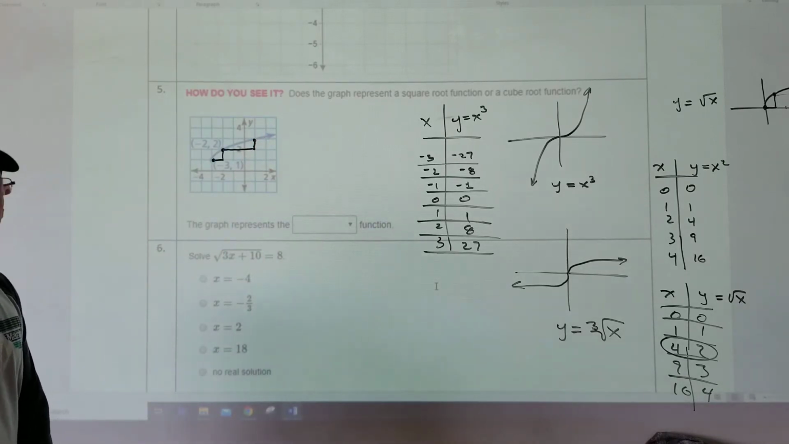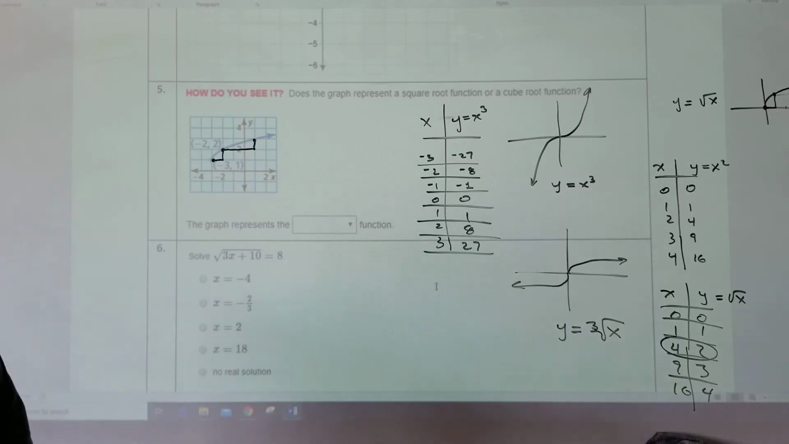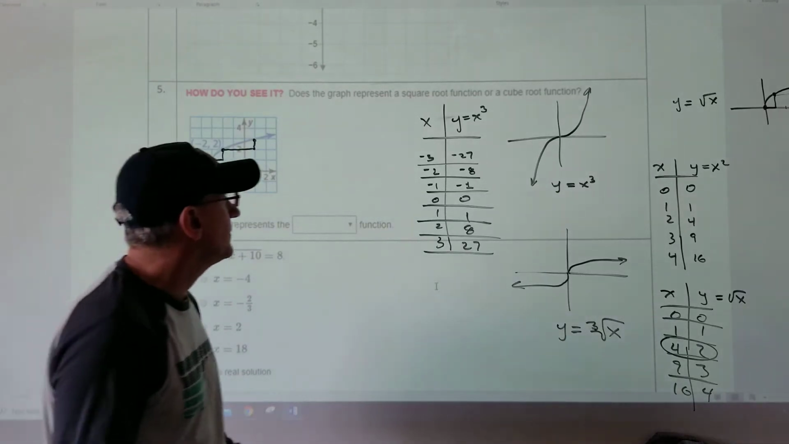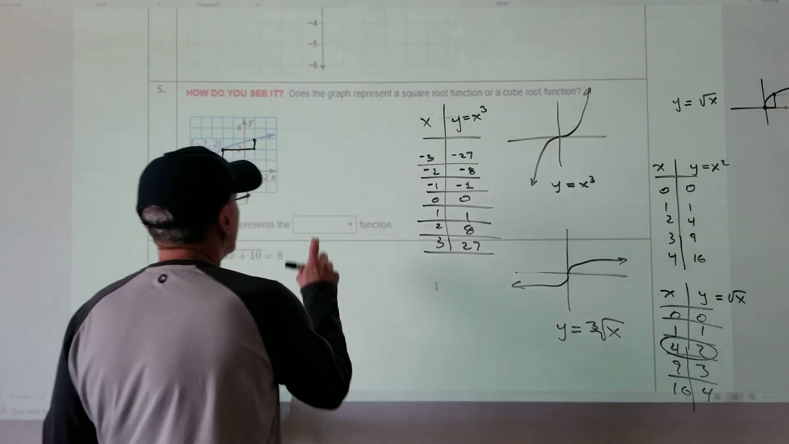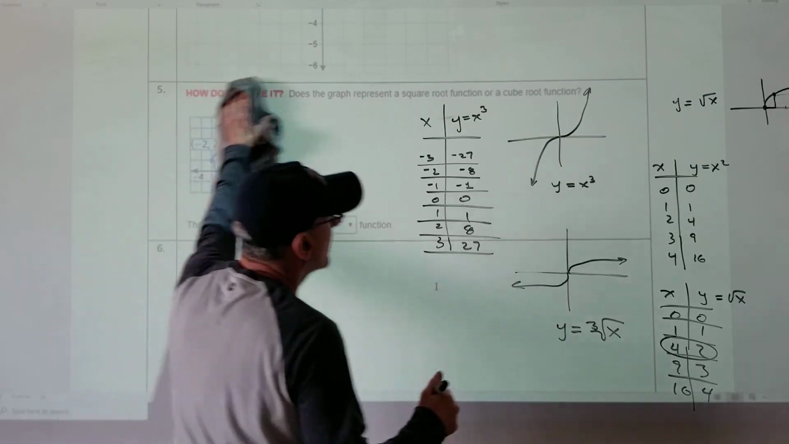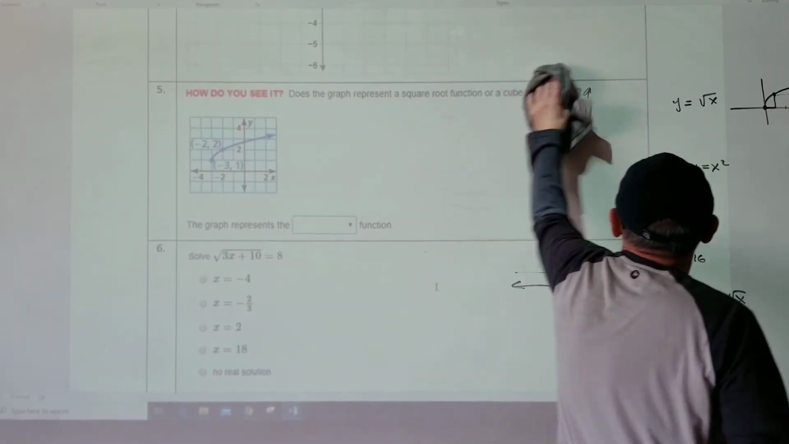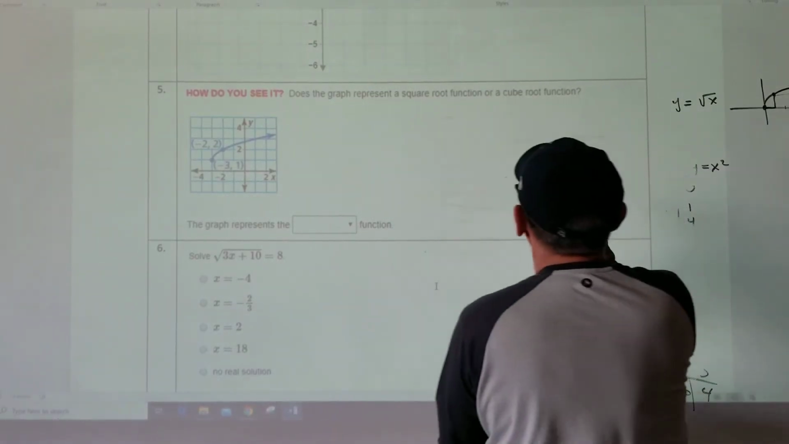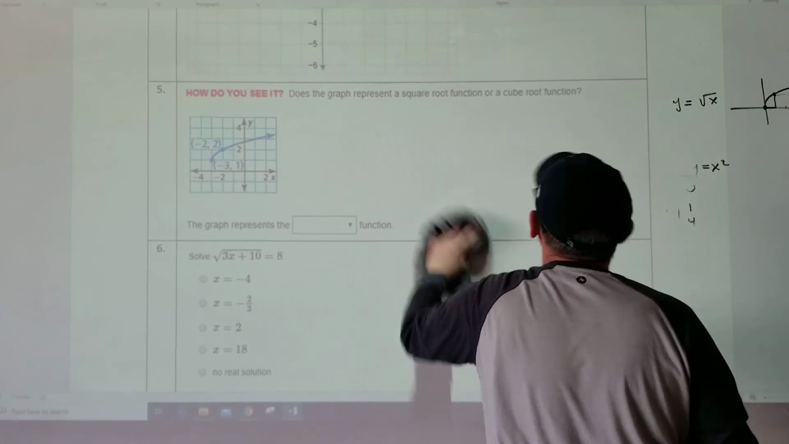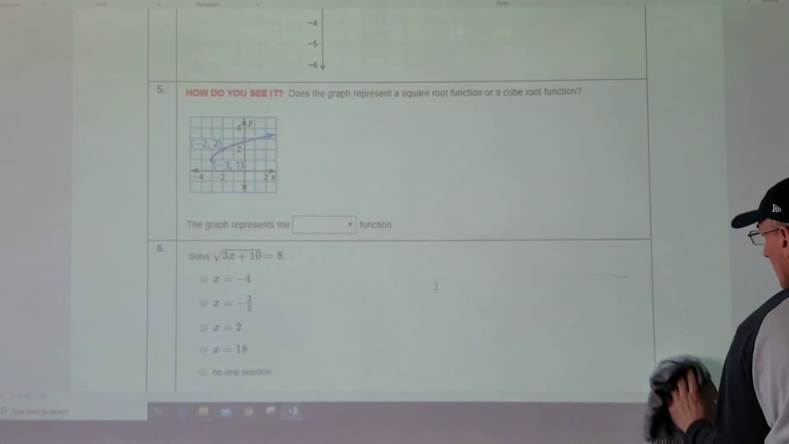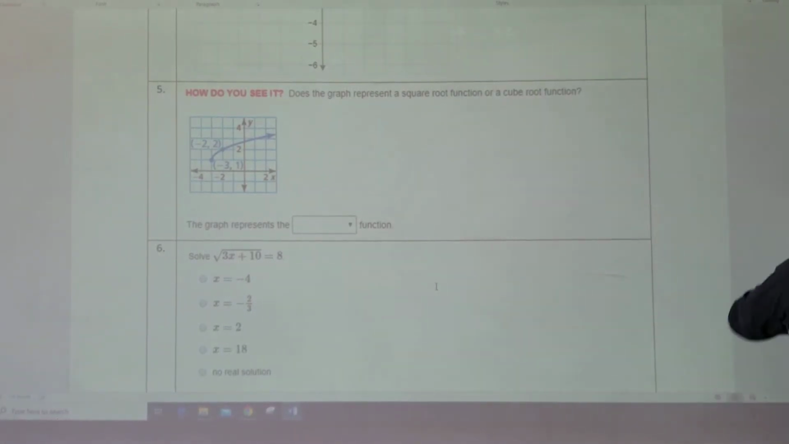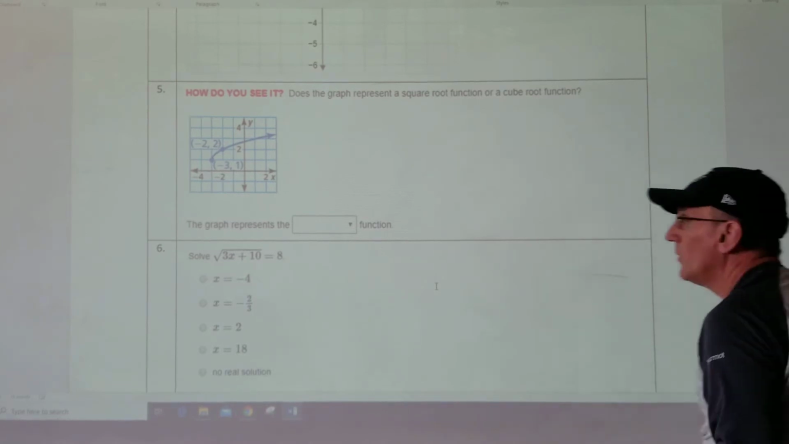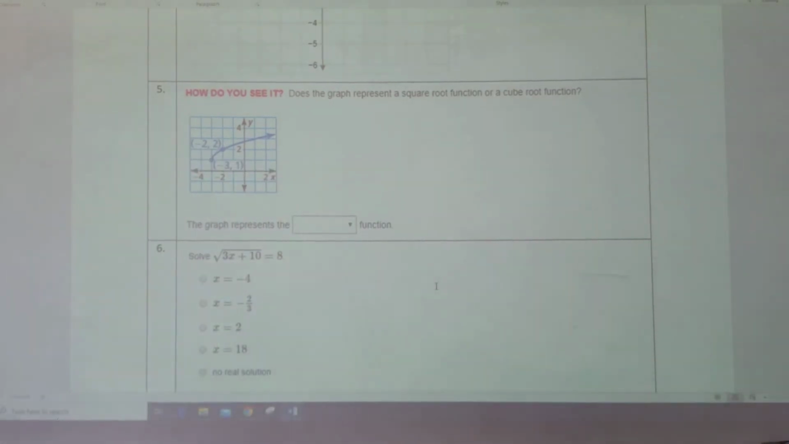There's different ways you can convince yourself, but you should. And in fact, that's the answer. This is a square root function. Square root function, okay? All right, let's not make this take too much longer here. Scrolling.